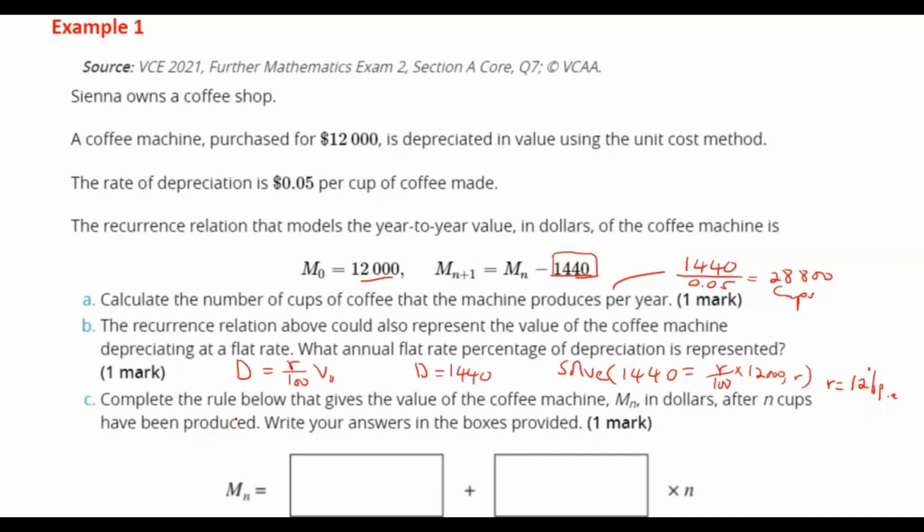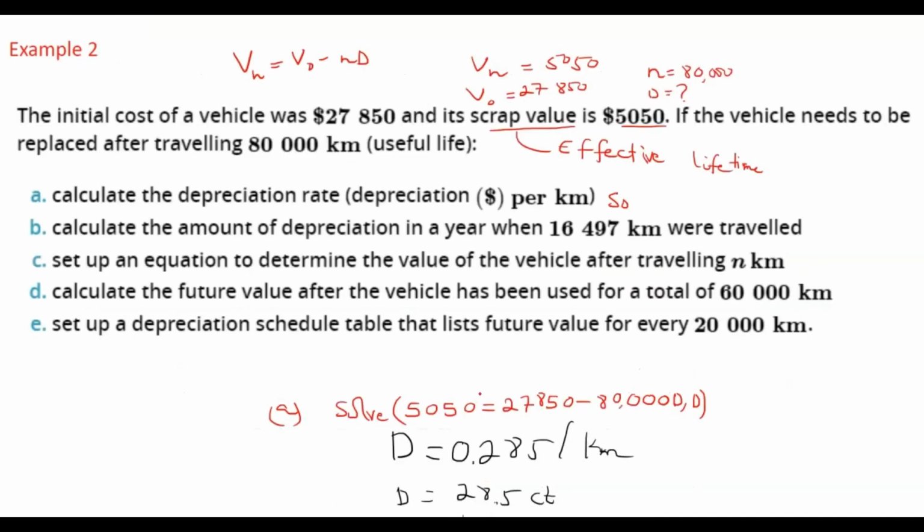Now complete the rule below that gives the value of the coffee machine in dollars and cups. So that's going to be 12,000 that is there. And every time the machine makes a cup of coffee, it's losing that much. So that's going to be 0.05. Rather than plus, we're just going to make it minus. All right, and we have this one here.